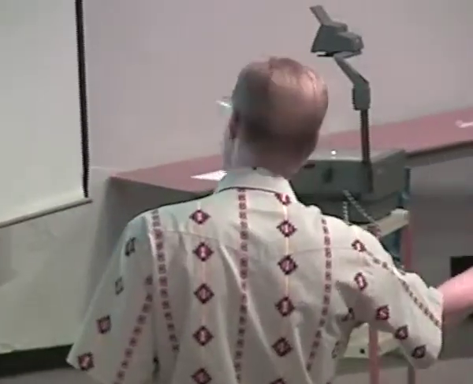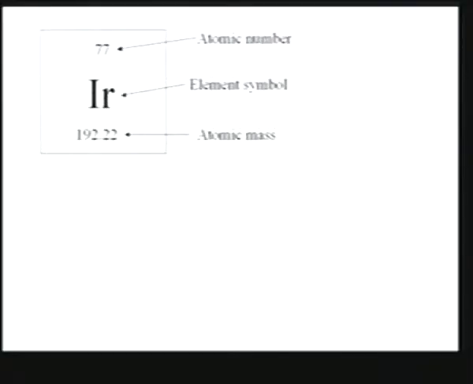Okay, so let's look at an example. Right? Here's an example. You can actually find this element on that table. You just look for number 77 up there. Okay, so it's right up sort of in the middle of the table. All right, so we have 3 numbers that we're concerned with. That top number is the atomic number. The element symbol, each element has a 1 or 2 letter symbol. Okay, that's in the middle. And then at the bottom is the atomic mass.